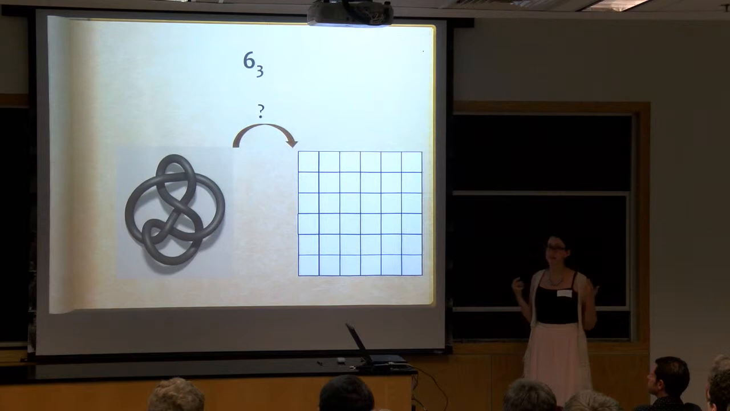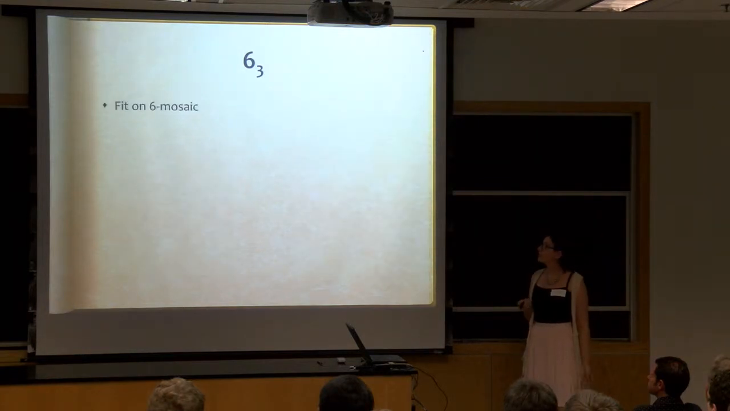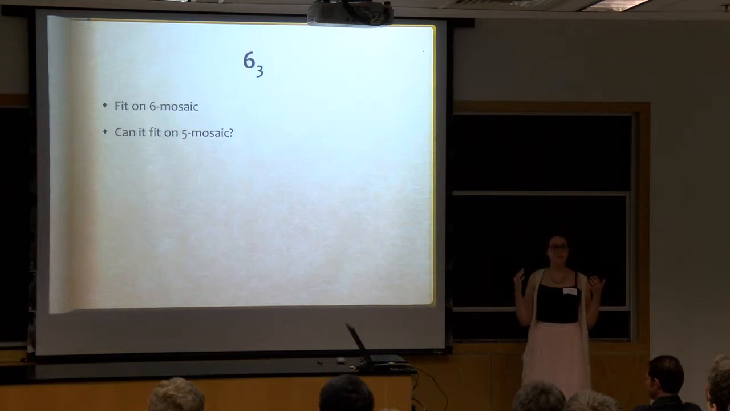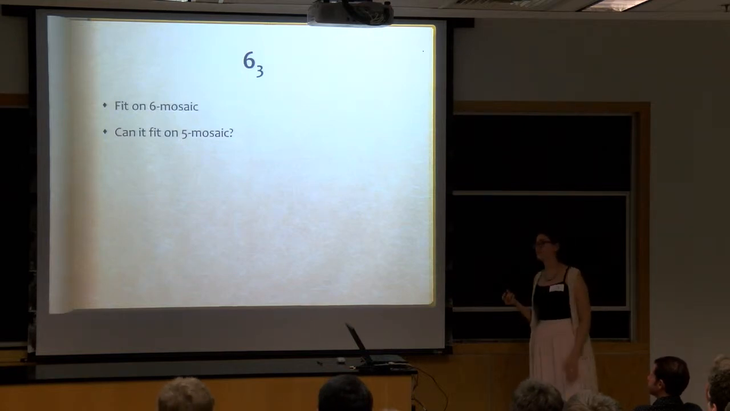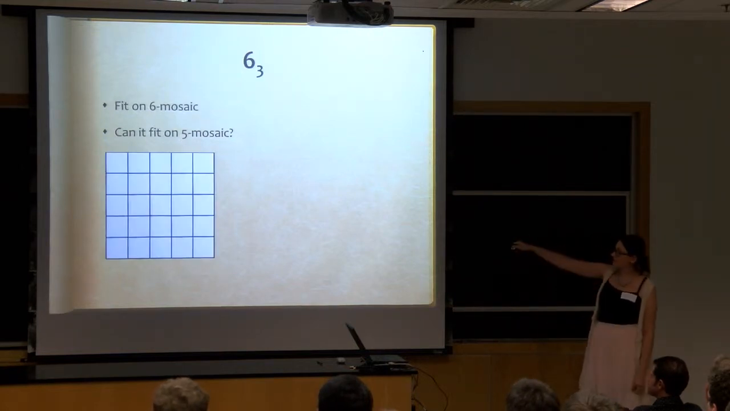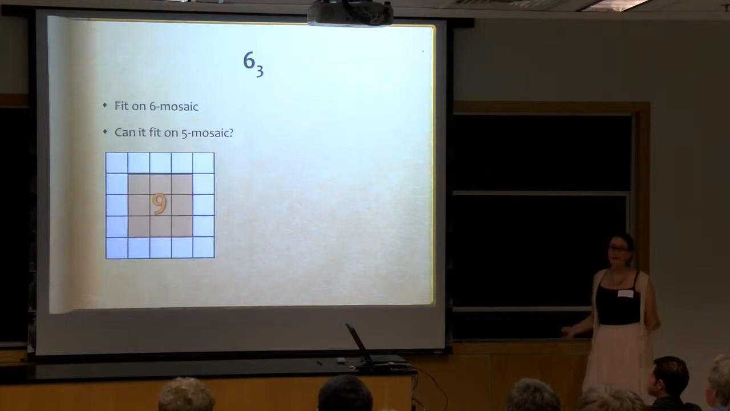So how do we get this onto a mosaic? Well, we were able to get it on a 6x6, but our question was, can we get it to fit on a 5x5 like the other 6 crossing knots? So looking at a 5x5, the inside has 9 potential crossing tile placements.